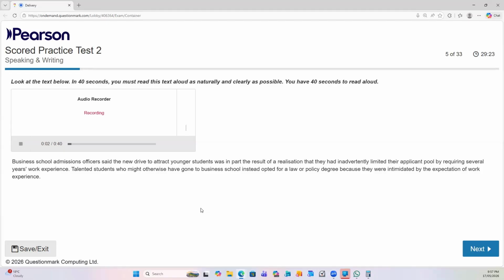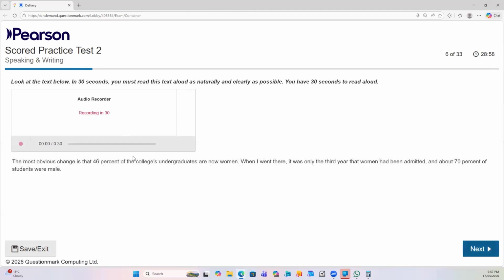Business school admissions officers said the new drive to attract younger students was in part the result of a realization that they had inadvertently limited their applicant pool by requiring several years' work experience. Talented students who might otherwise have gone to business school instead opted for a law or policy degree because they were intimidated by the expectation of work experience.